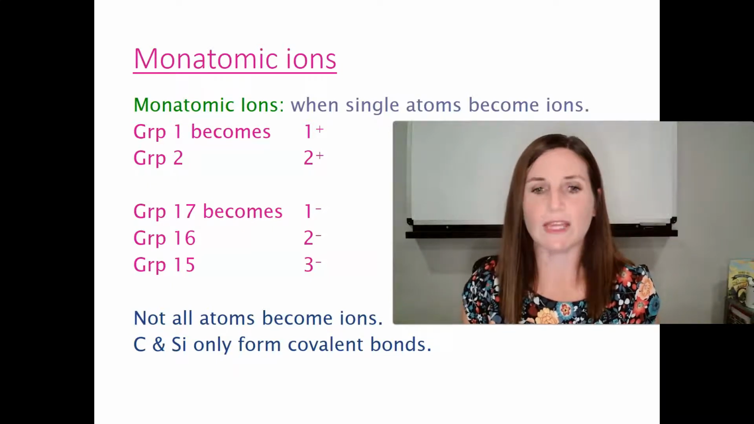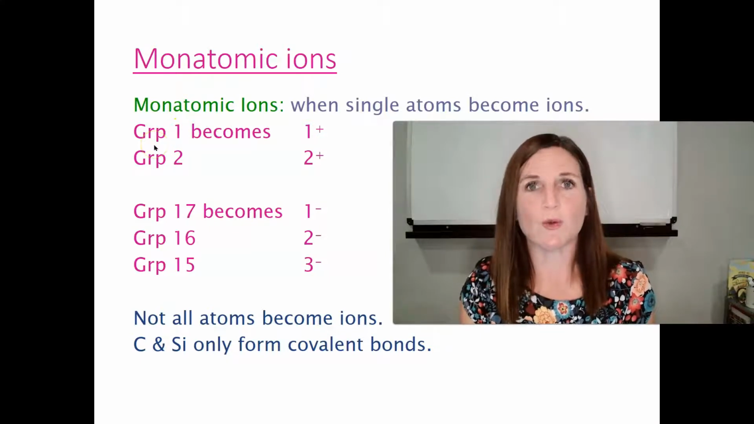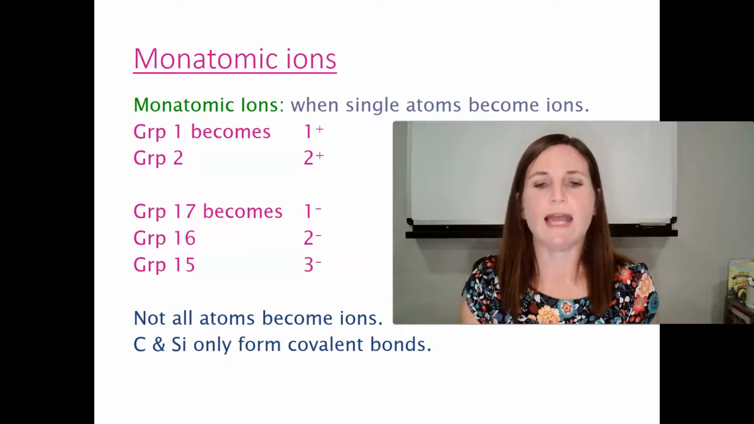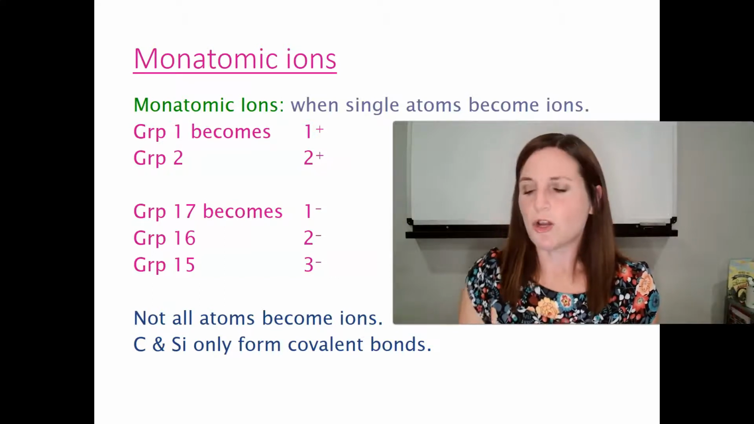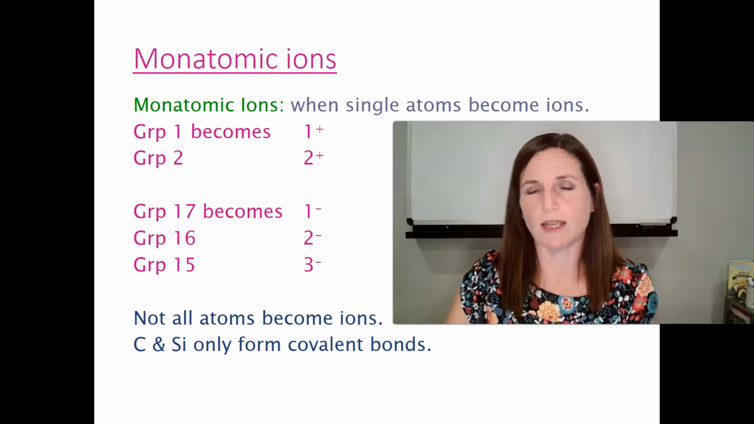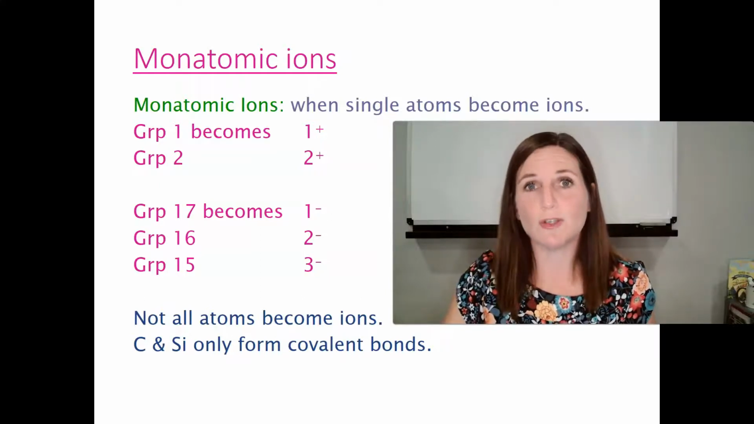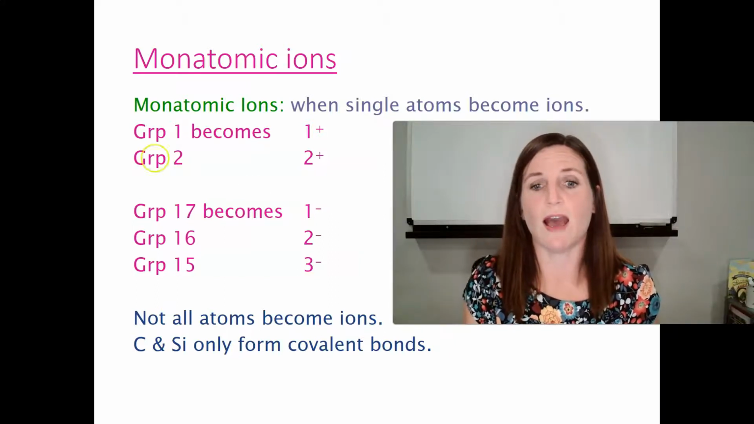So we're going to start by looking at the group numbers and the charges that they make. So anything in group 1 of the periodic table has a 1 plus charge, and remember that's because it wants to lose an electron. Anything in group 2 has a 2 plus charge, they'd like to lose 2 electrons. Group 17 wants to gain electrons. Remember, electrons are negative, and so those are going to have a 1 minus charge. Group 16 wants to gain 2 electrons, so they would have a 2 minus charge, and group 15 would like to gain 3 electrons, so they're going to have a 3 minus charge.